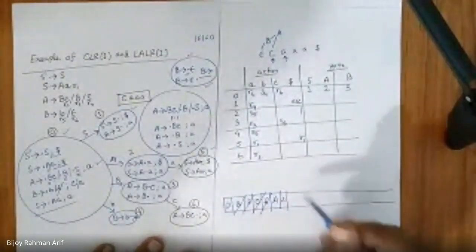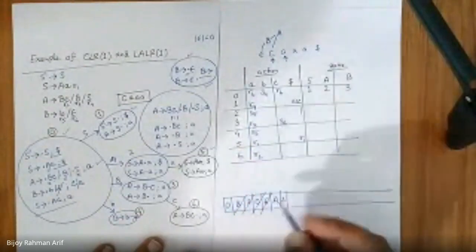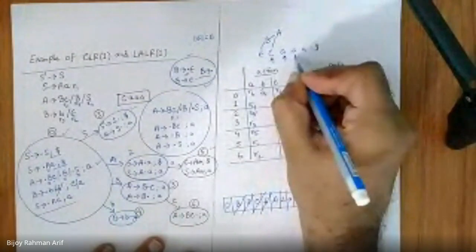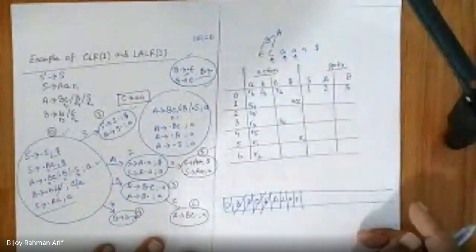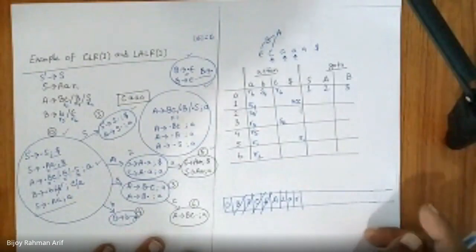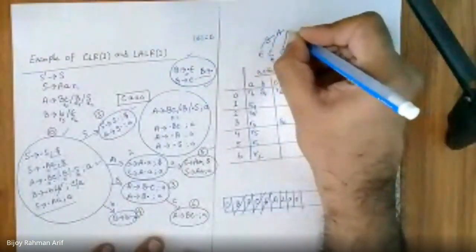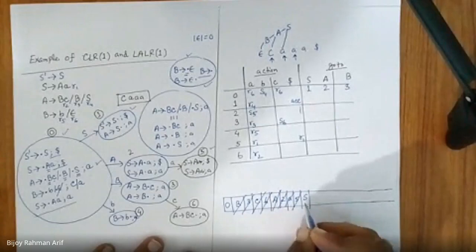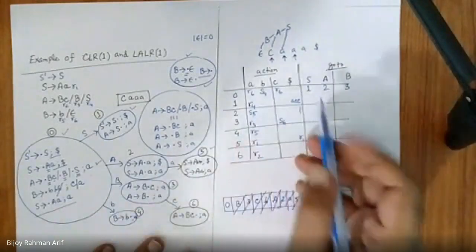Now 2 is seeing A. Shift 5. A, 5. Now 5 is seeing A. Reduce using rule number 1. What is rule number 1? A derives S. This A and this A would derive S. So how many entries do I have to pop? 4. 1, 2, 3, 4. Push S. 0 seeing S, I should go to 1.